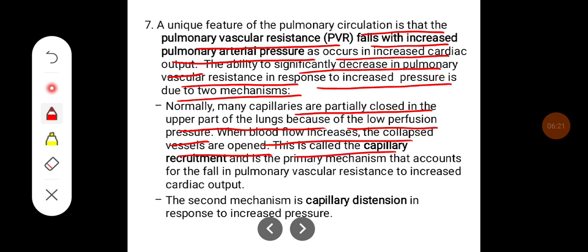This is called capillary recruitment and is the primary mechanism that accounts for the fall in the pulmonary vascular resistance to increased cardiac output. The second mechanism is capillary distension in response to increased pressure.